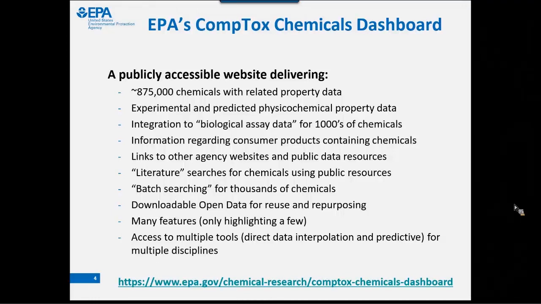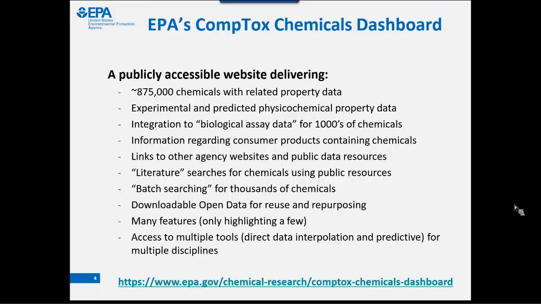Doing this for one chemical is challenging enough, but we've built a batch capability so that if you have 1,000 chemical names or 1,000 chemical abstracts numbers, CAS numbers as they're known, we allow you to search for thousands of chemicals and harvest this information also. We make the data downloadable for reuse and repurposing in your own systems. We're willing to work with you to provide you as much of the data as we can in a consumable format. And there are many, many features.